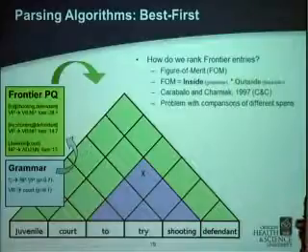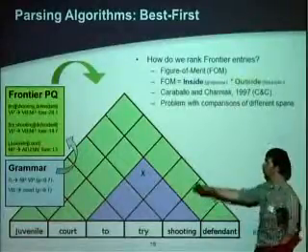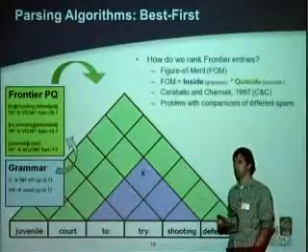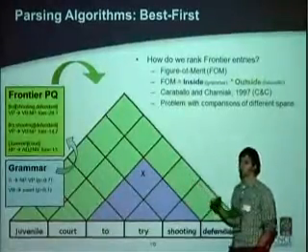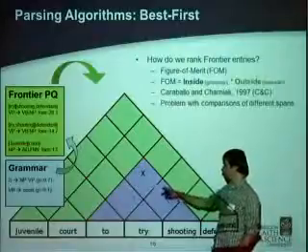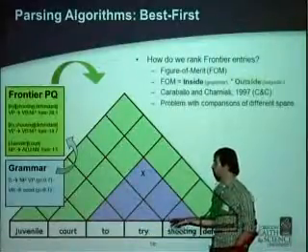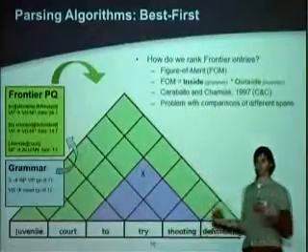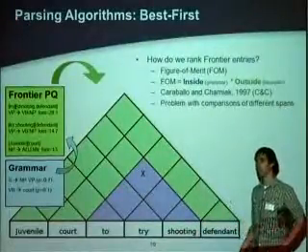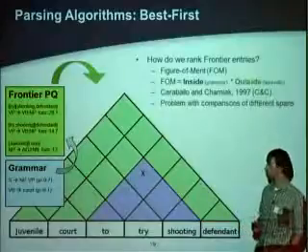One problem is that within this global frontier priority queue, we're comparing constituents from all over the chart. So if you have a good constituent here that covers a span of 2, and you have a good constituent here that covers a span of 4 or 5, I mean, how are those really comparable? But we're forced to compare them within this global priority queue.